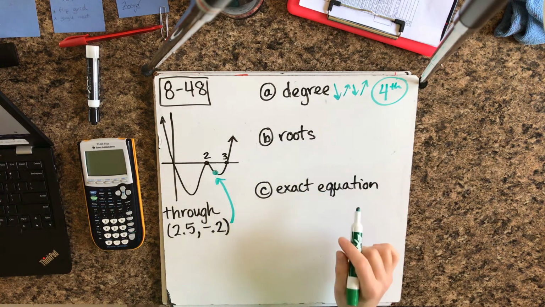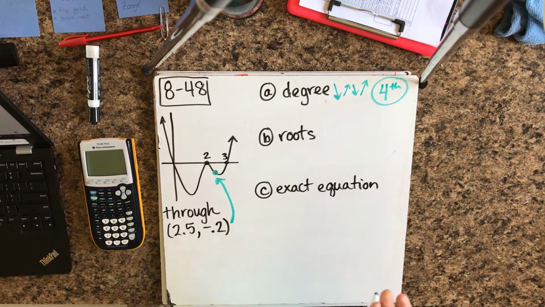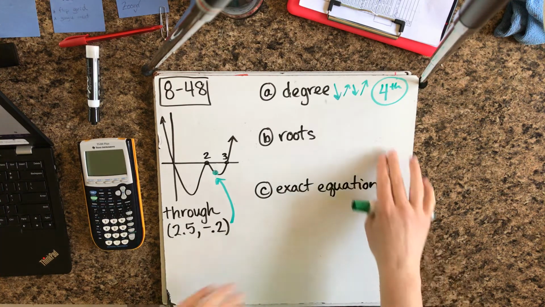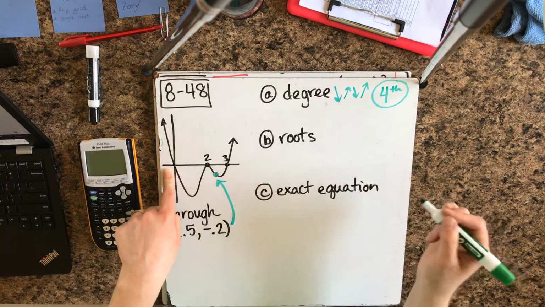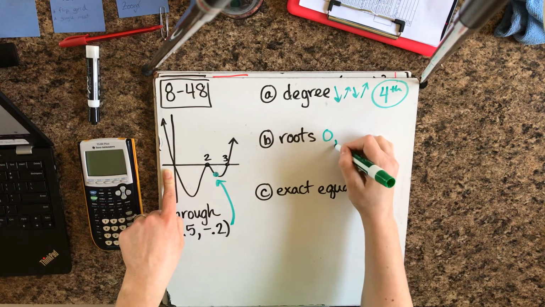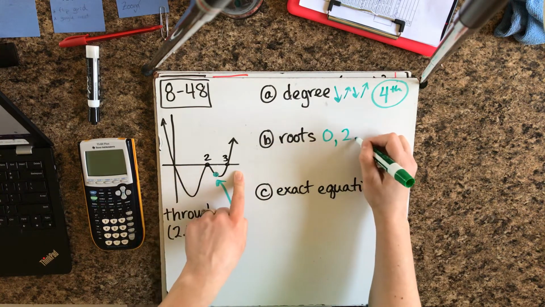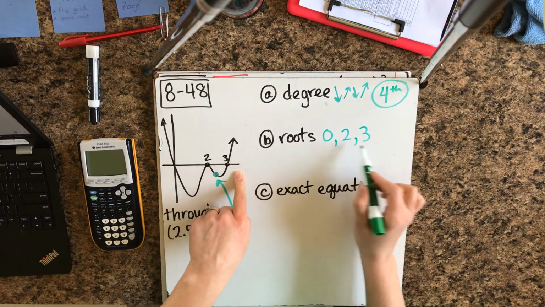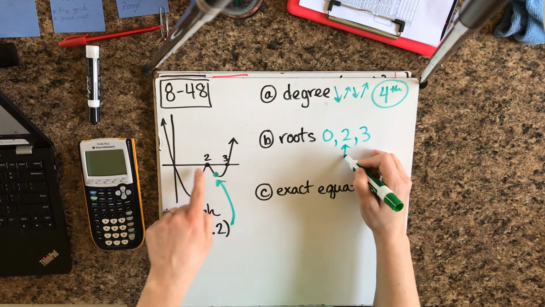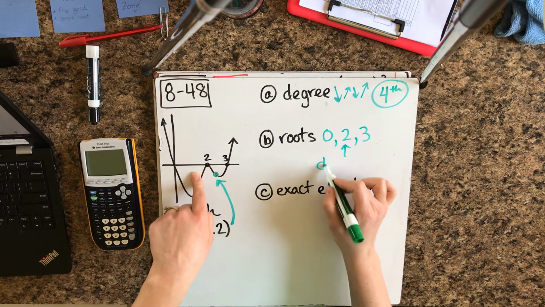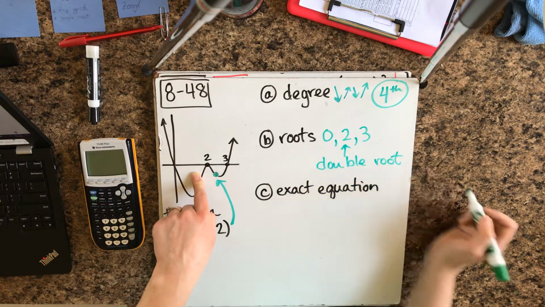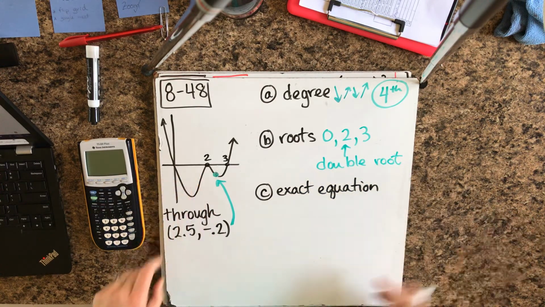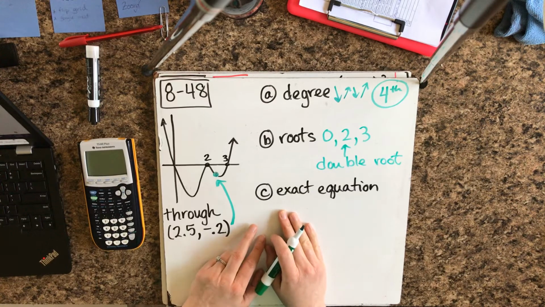Roots, what are the roots? Again, roots, zeros, x-intercepts, solutions, all names for the same thing. Well, this graph crosses the x-intercept at 0, it bounces at 2, and it crosses at 3. So the roots are 0, 2, and 3, and the 2, because that's where the bounce is, is really called a double root. If it would lounge there, we would call it a triple root. Okay? And let's go ahead and find the exact equation.